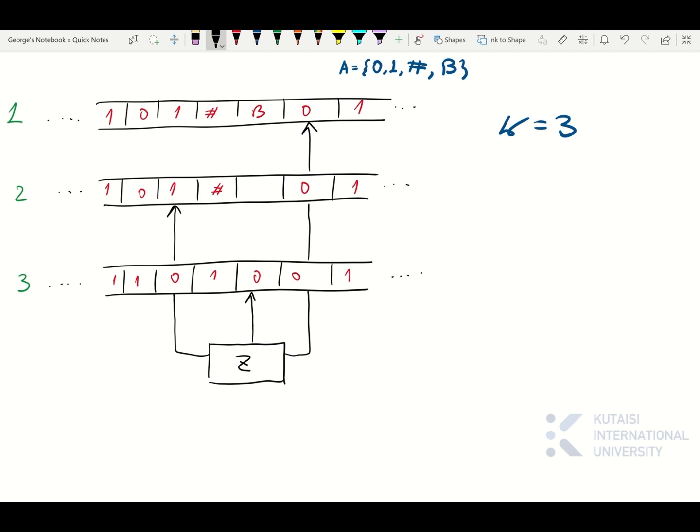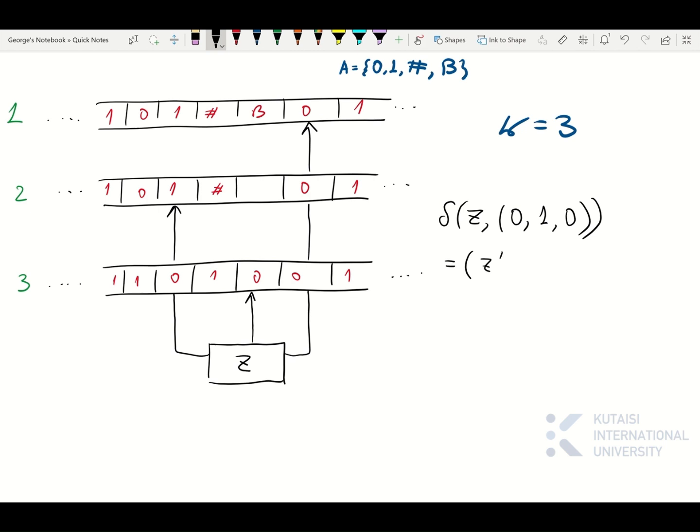so your delta function, your transition function, will be in state Z, reading what? On tape 1 it's reading 0, on tape 2 it's reading 1, and on tape 3 it's reading 0. So it's in state Z, reading these 3 things. Then what is it supposed to do? It will go to some state, I don't know, Z prime.